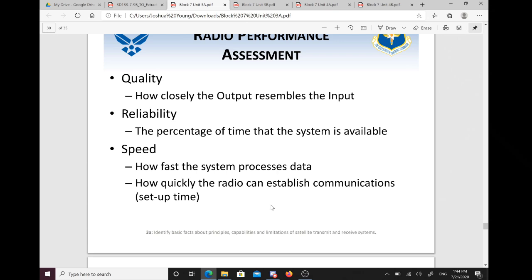So what's the fastest speed or data rate that your system is capable of? How quickly can it send and receive that information? And then also, how quickly can you set up the antenna, the radio, and make comms?